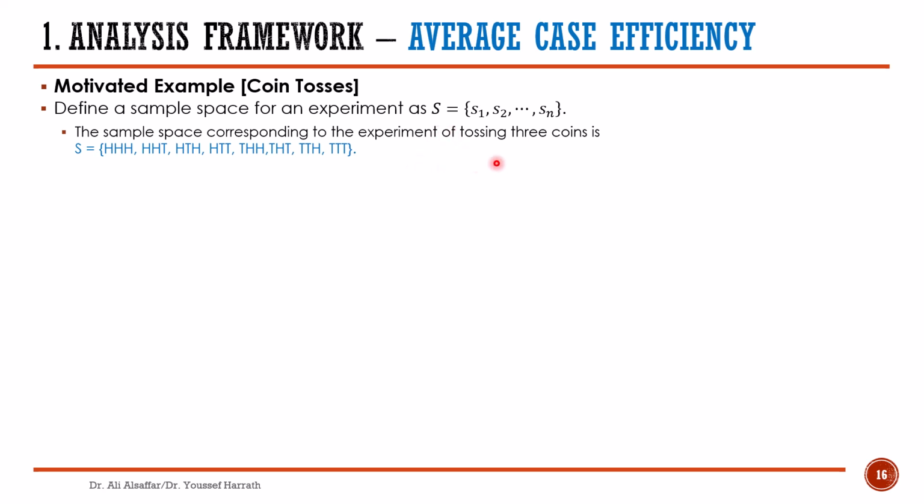Our experiment in this example is throwing 3 coins. Each coin either shows a head denoted by H or a tail denoted by T. Since we have 3 coins, each shows either head or tail, then we have in total 2 to the power 3 outcomes, which is equal to 8. The first outcome is 3 heads, the second outcome is 2 heads, 1 tail, the third outcome is 1 head, 1 tail and 1 head, and so on for the last outcome, 3 tails. These outcomes will be the sample space for the experiment of throwing 3 coins.